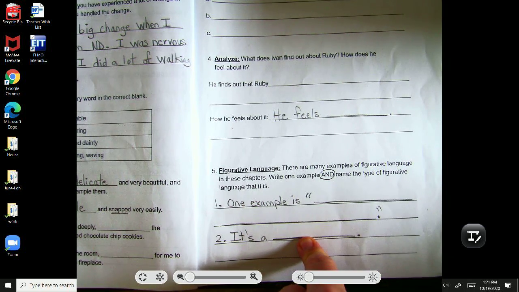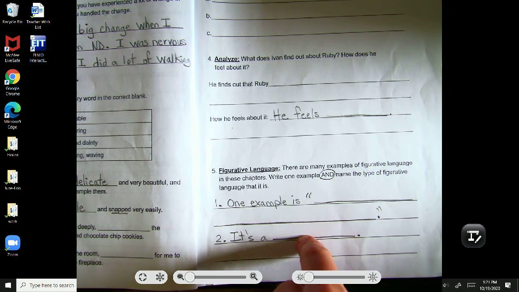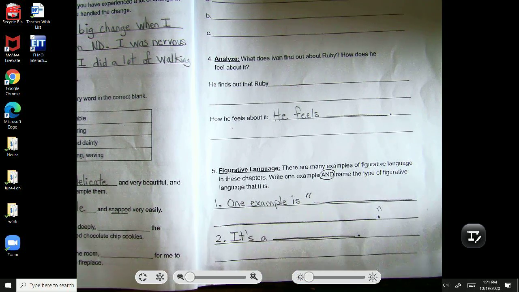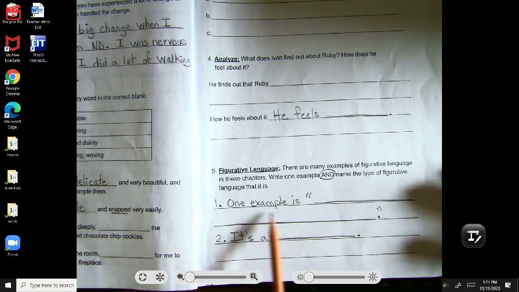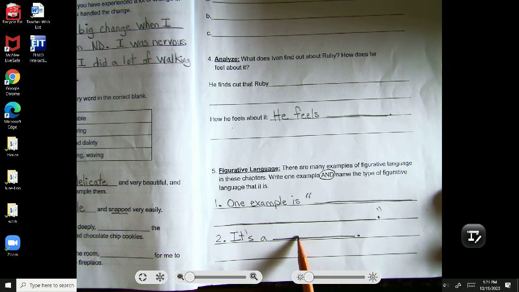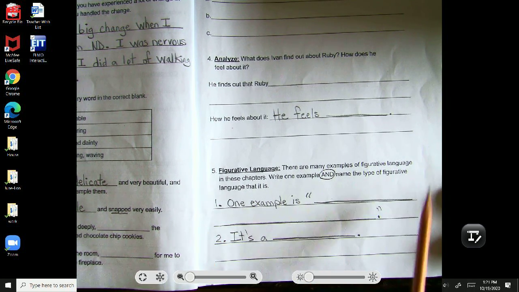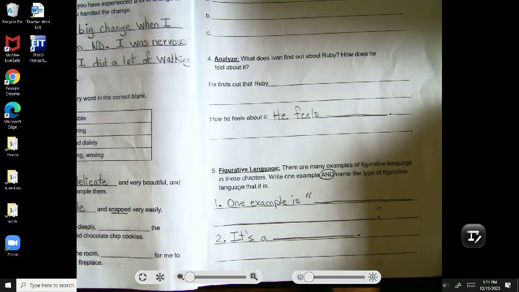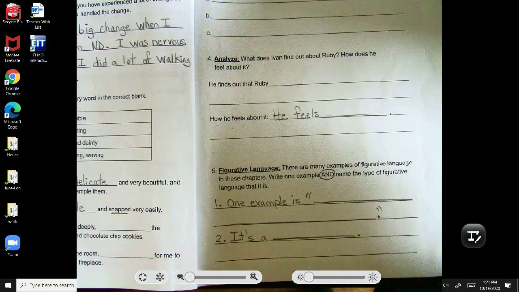And readers, if you need to go to our resources and click on the figurative language guide, that's okay. Go ahead and do that. But see if you can find an example of figurative language and then what type of figurative language it is. That also helps you as you get ready for the quiz that we will be soon taking.